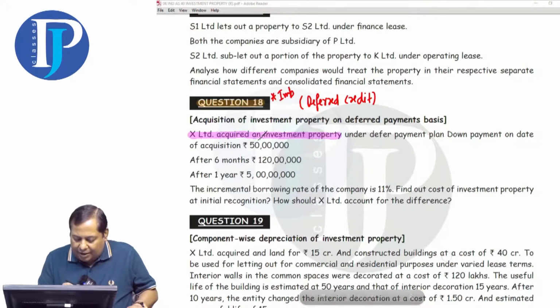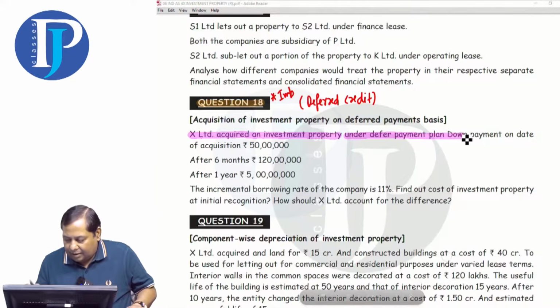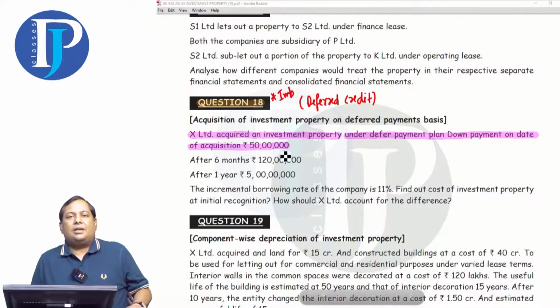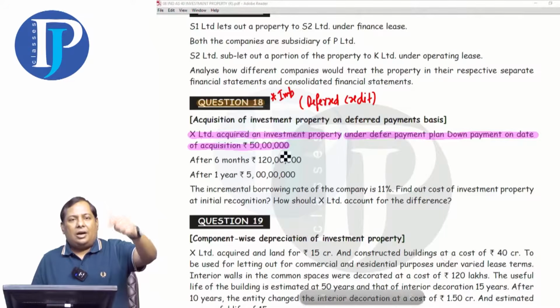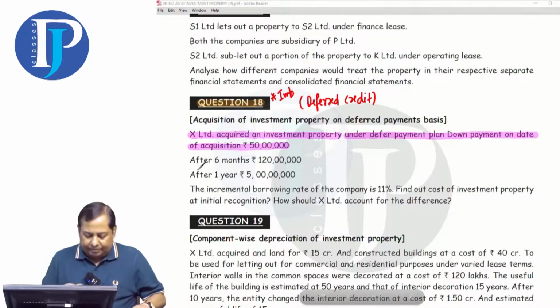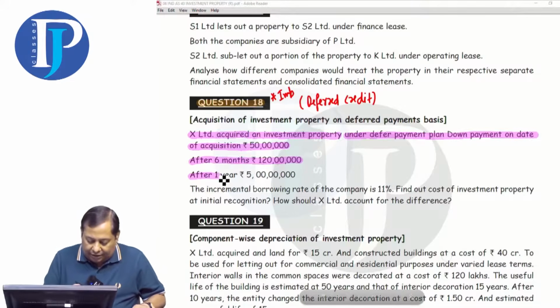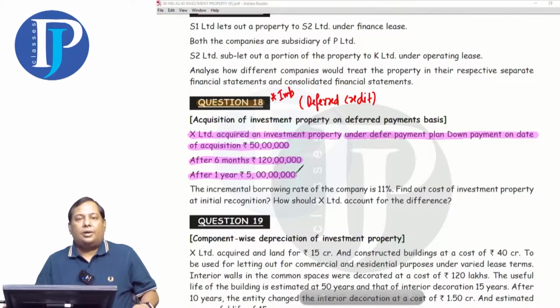So let's read this. X Limited acquired an investment property under a deferred payment plan. The down payment on the date of acquisition is 50 lakhs. In this, there's a down payment of 50 lakhs. PV factor 1 will be applied to down payment. Because today 1 rupee is worth 1 rupee, there is no interest on it. After 6 months, 1 crore 20 lakh rupees. After 1 year, it's 5 crore rupees.